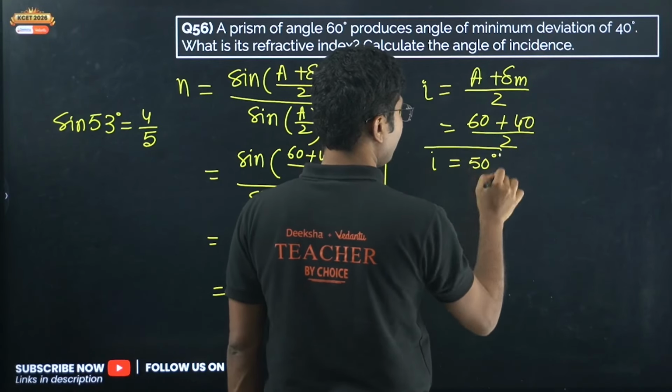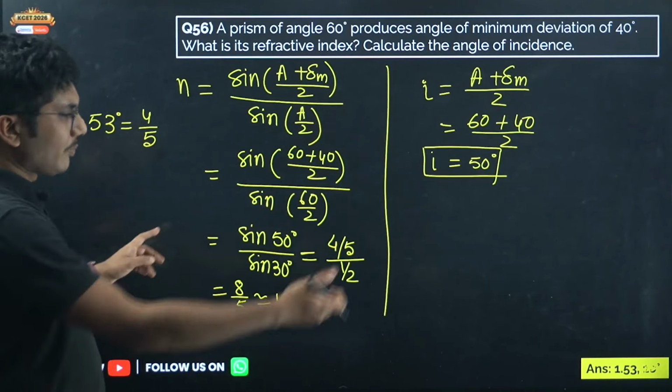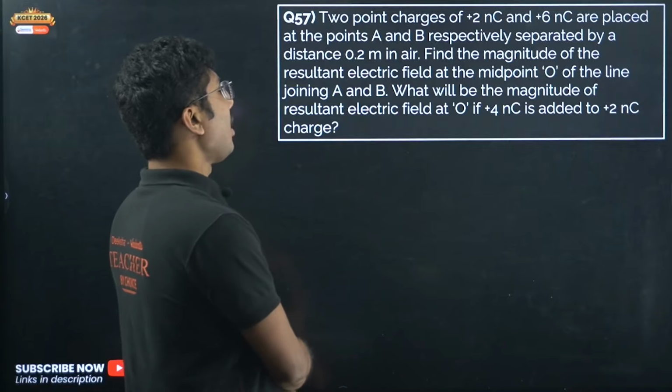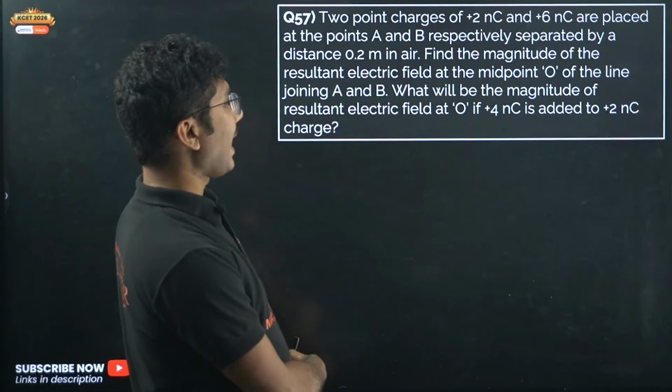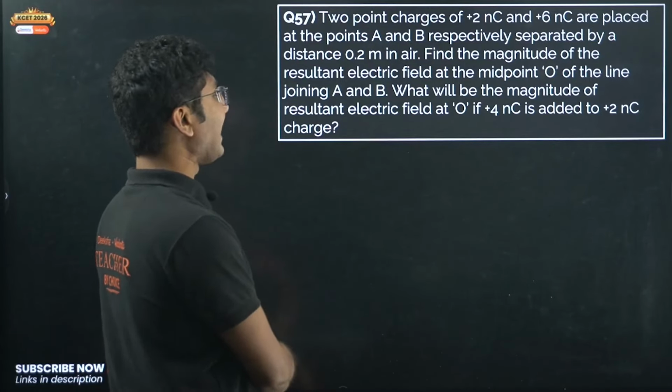So if you put the exact values, the angle of incidence calculated earlier was wrong, it should be 50 degrees. Angle of incidence is 50 degrees and the refractive index is 1.53.